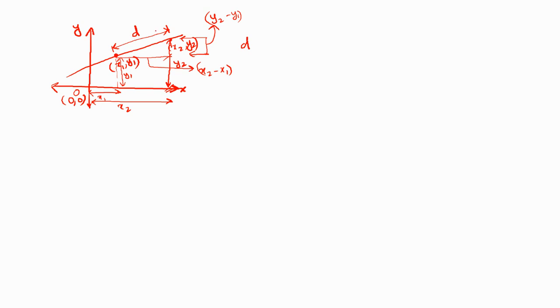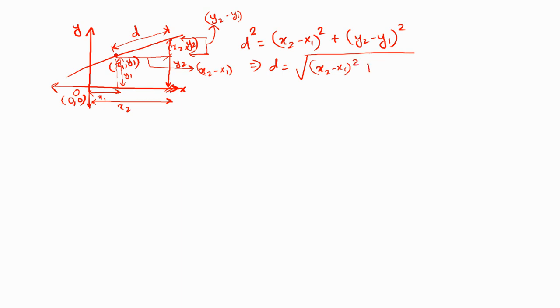So what will be the distance d that we wanted to find out in the beginning? We can use Pythagoras theorem: the base square plus the perpendicular square is equal to the hypotenuse square, right? So d square is equal to x2 minus x1, the base square, plus y2 minus y1 squared. So from here we get d equals root over x2 minus x1 squared plus y2 minus y1 squared. Okay, so this is the first thing that you need to remember.